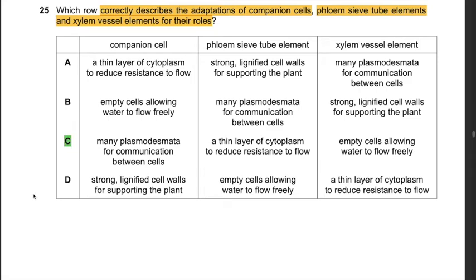Let's look at answer D. Strong lignified cell walls for supporting the plant. That is an incorrect statement for companion cell, as strong lignified cell walls should come under xylem vessel element.